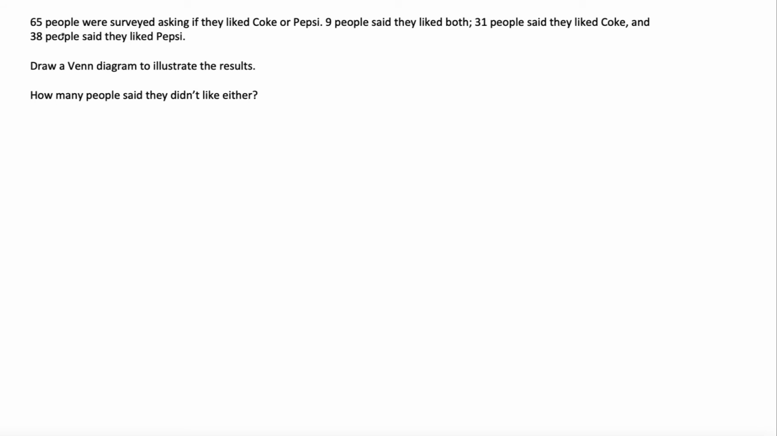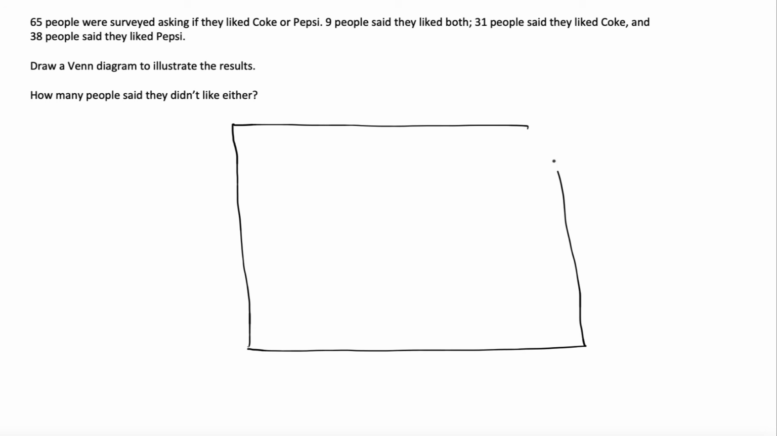Because, wait a minute, 65 people were surveyed, but if 31 people said they like Coke and 38 people said they like Pepsi, that's 69 people total, right? But plus the 9, so what's going on here? The wording does get a little bit tricky, right? But if we understand this section about sets, then we can get a better idea here.